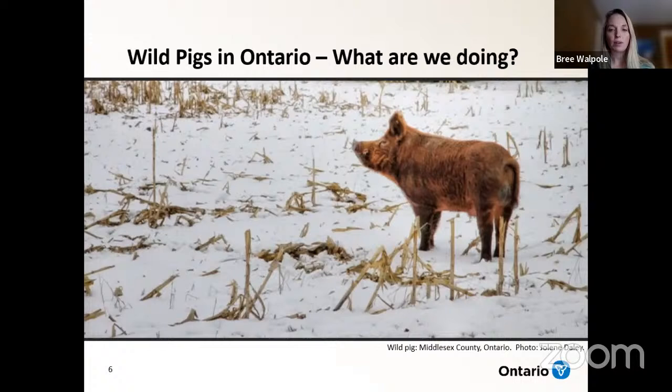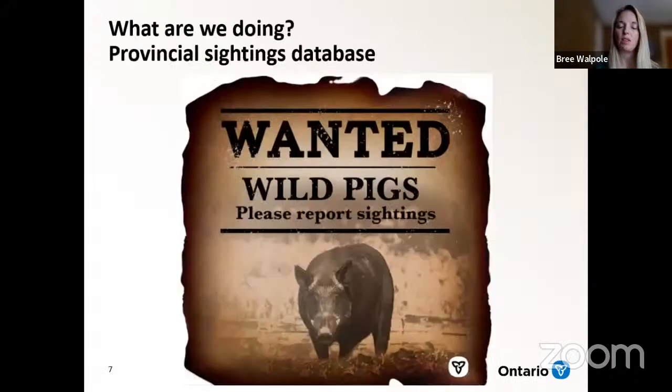Around the same time, so around 2017, 2018, we started to hear some anecdotal reports. They were reported to the ministry that people had seen pigs outside of a fence. So this really sparked the ministry's interest, and we wanted to learn more about what the wild pig problem looks like here in Ontario. How many are there? What types of pigs are there, and where are they? And so what we did is we launched a community science project to really create and populate a provincial sightings database to help answer some of these questions.